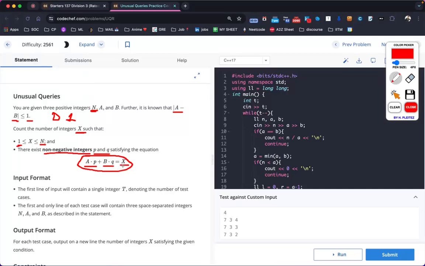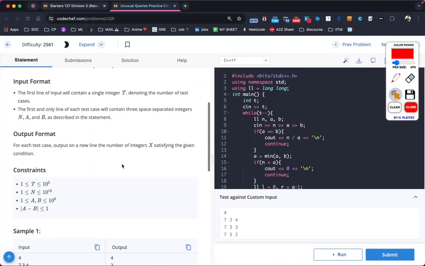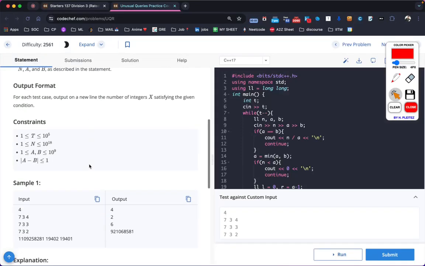But this x is not constant, this x goes in the range 1 to n. So we need to find the number of such integers x for which this equation is satisfied or possible. Let us see the input parameters. We are getting the test case count t, and in the next line we are getting n, a and b. That's it.